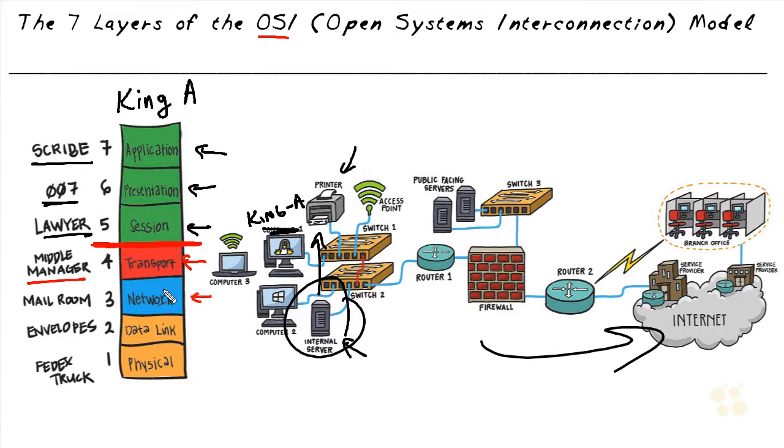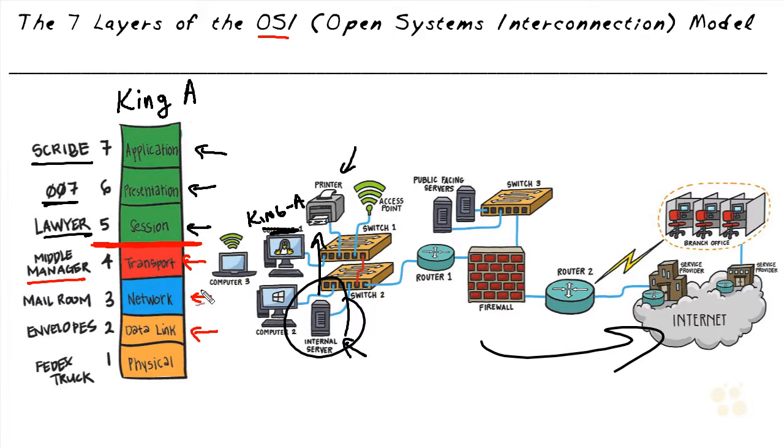And then when the middle manager is done, it's going to hand its messages down to the mailroom, which is responsible for addresses. For example, the from address and the to address. And most addresses have a couple components, including the street name and the house number. And in the OSI reference model it is the network layer that would be adding these address labels to each of the messages that are going to be sent over the network.